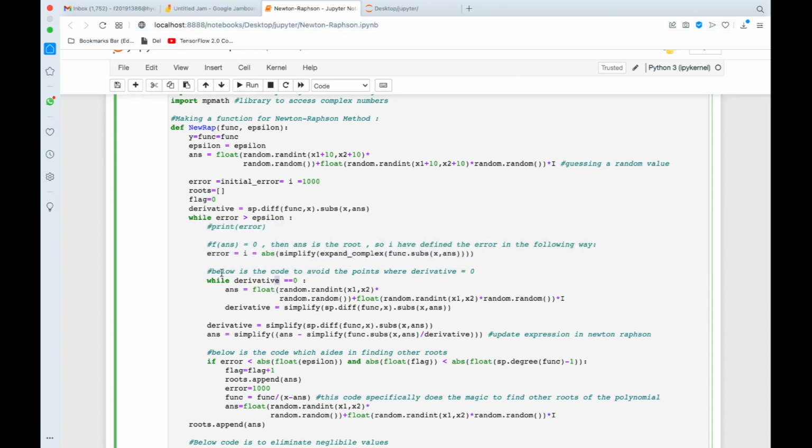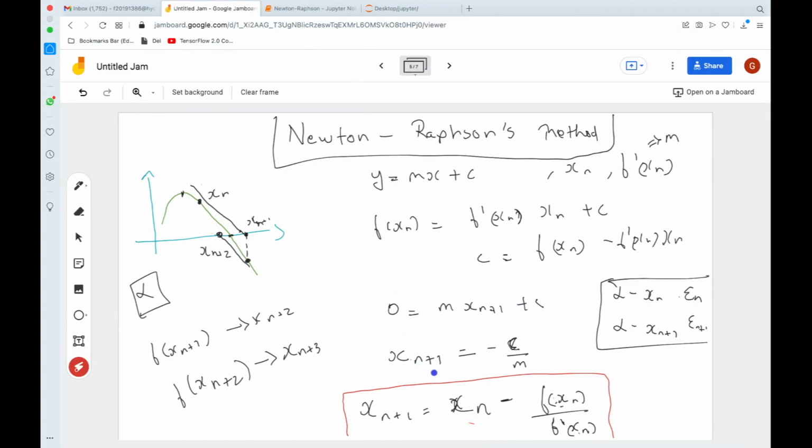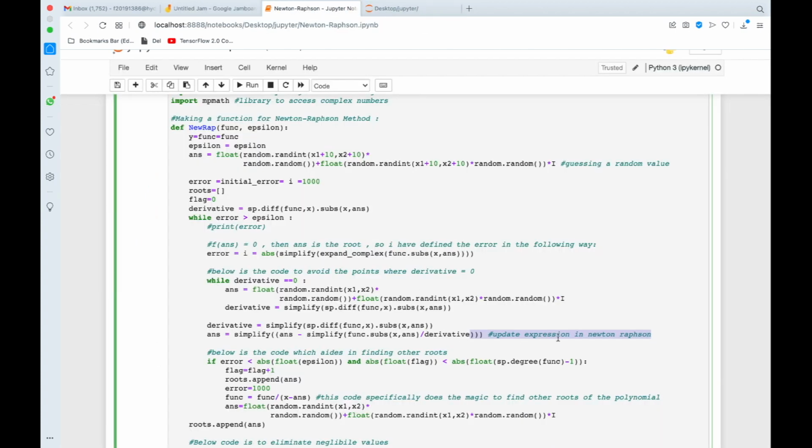First, if the guess is a point where the derivative is zero, I'm making a guess again. I don't want to make a guess wherever the derivative is zero, else the Newton-Raphson method fails. Okay. So this is the update expression in the Newton-Raphson method, which is nothing but x(n+1) is equal to xn minus f of xn upon f dash of xn.